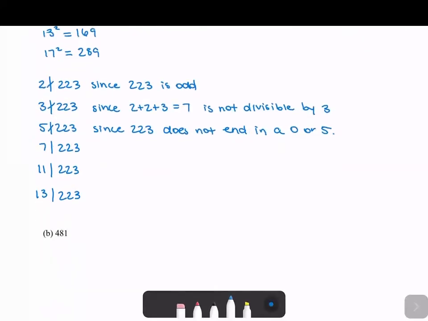Yeah, we just need to divide it out. So 223 divided by 7. 7 goes into 22 3 times, with 1 left over, bring the 3 down. 7 goes into 13 1 time, with 6 left over. So because there's this remainder of 6, 7 does not divide 223. So now we're going to try it with 11. So 11 goes into 22 twice.